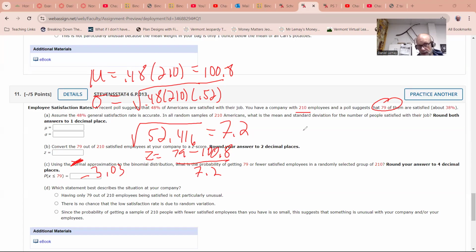So that's a very low z-score, right? It's way beyond the -2. So finding a poll of about 210 employees where only 79 of them were satisfied is very unusual if the 48% is true. So that suggests that for this group of employees, the company's employees are more unhappy than the average American, and you've got some issues going on. You better take care of that, or you're going to have a hard time holding on to employees, right? That's how you interpret that.